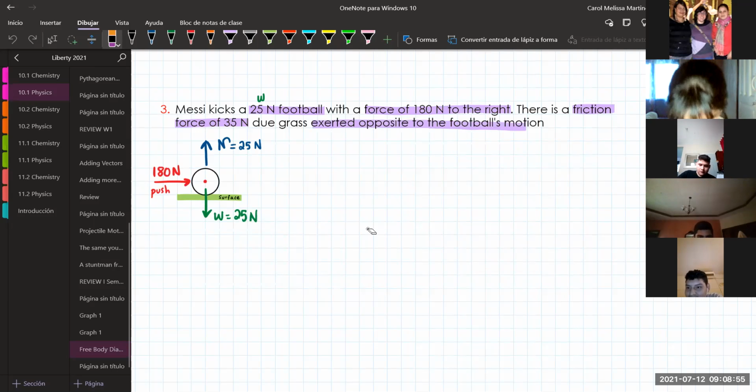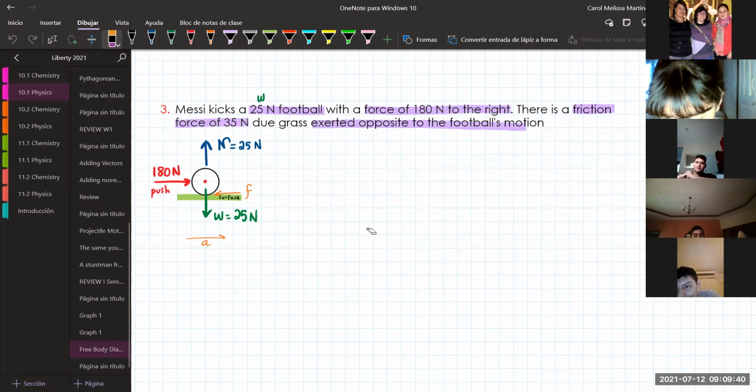So if Messi kick the ball to the right, where is the ball going? If I push an object to the right, where is the object going? To the right or to the left? To the right. Okay, so this object will accelerate in the right direction. So when it says the friction goes opposite to the football's motion, that means that the friction comes in the opposite direction. And you represent friction with an F, a cursive F.